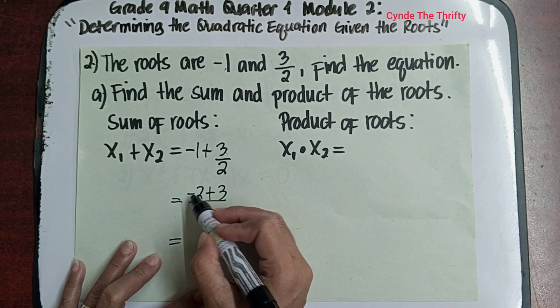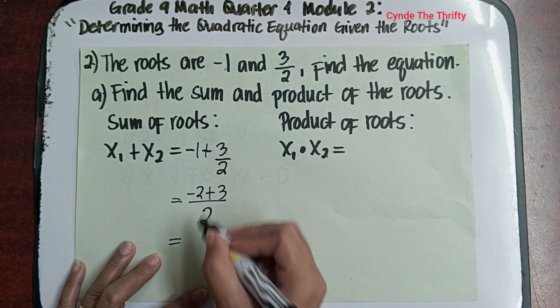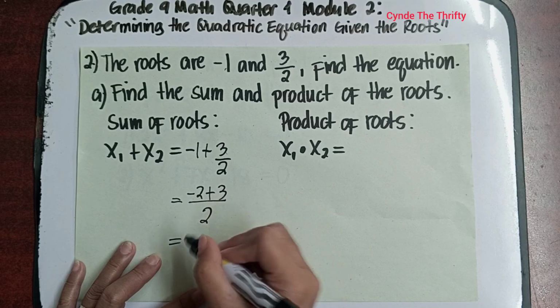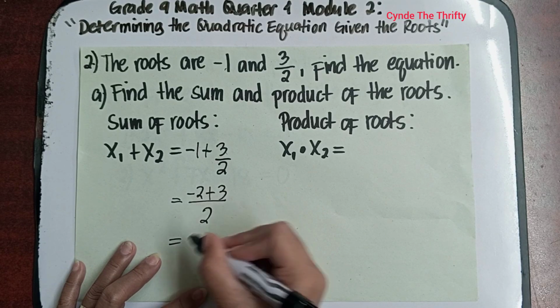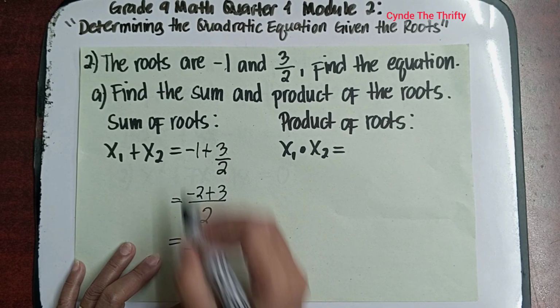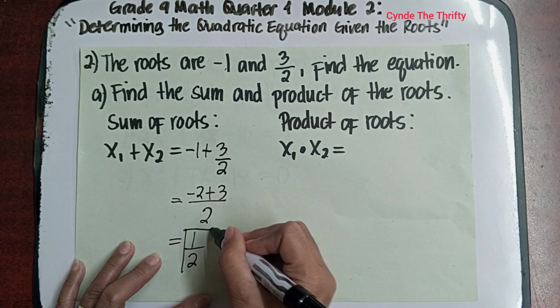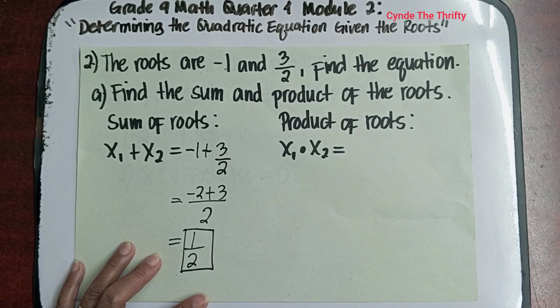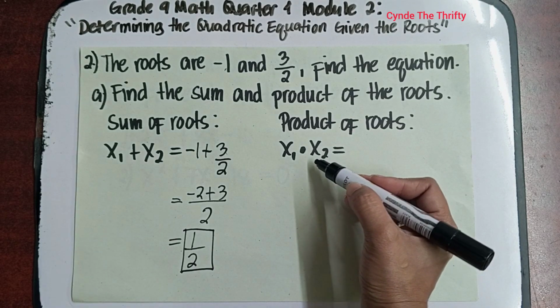So that is negative and positive, subtract. So of course, si positive 3 ang maiiwan na positive sign. So that is 3 minus 2 is 1 over 2. Okay, so ang sum of roots natin is 1/2. Ito yung sum of roots natin. Punta naman tayo sa product of roots.